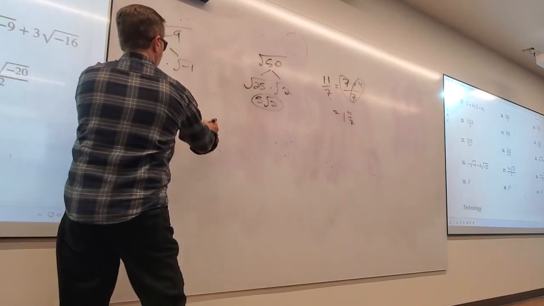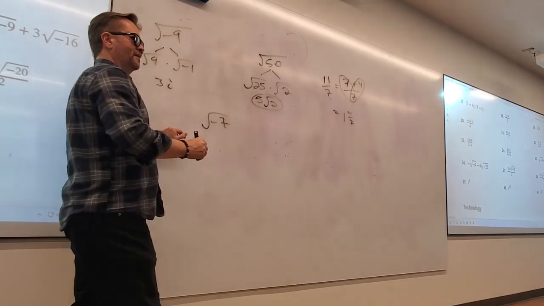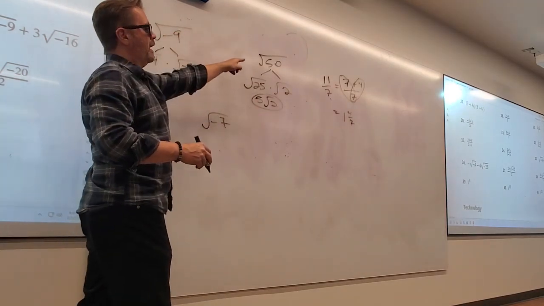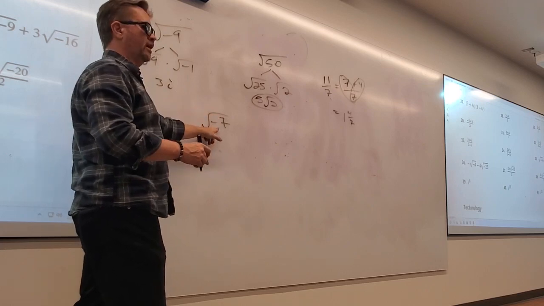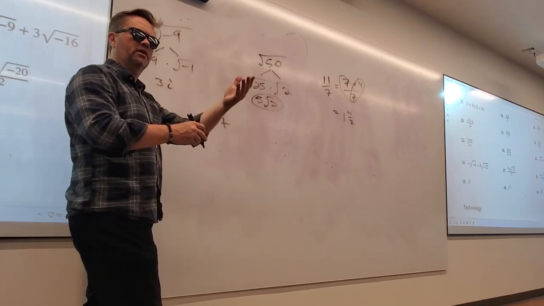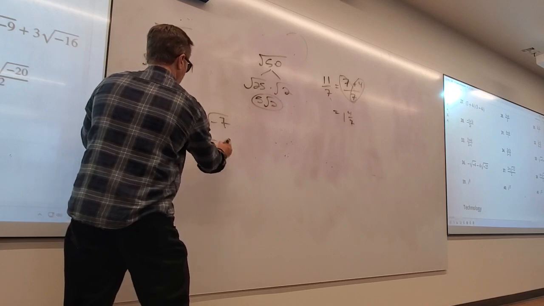Here's something interesting. What about the square root of negative 7? Do the part you can, leave the part you can't. Can we do the square root of negative 1? Sort of, yes. But so what's the square root of negative 1? i. What's the square root of 7? I don't know.